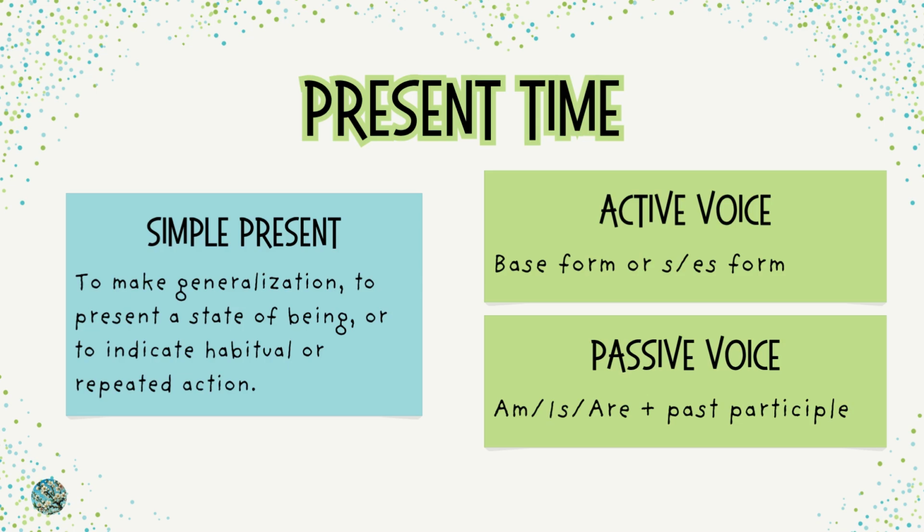Up to now, we have seen 3 different tenses. Let's start with the simple present. Remember that this tense is used to make a generalization, present a state of being, or indicate a habitual or repeated action. In the active voice, the formula is the base form or s or es form. For the passive voice, it is the verb be, it means am, is, or are, and then the past participle.